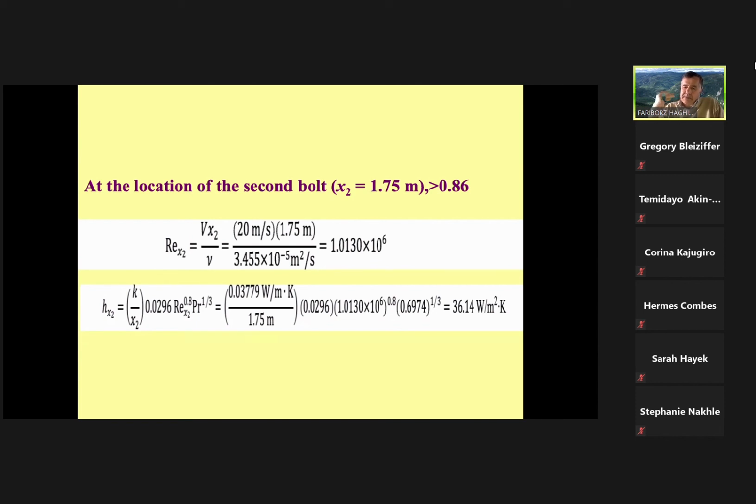Again, the problem is asking you how much cooling we have to provide at the specific point. How much cooling we have to put at the specific point. Therefore, we have the heat transfer coefficient. We know the temperature difference, 250, 149, and we can calculate the value of this one.